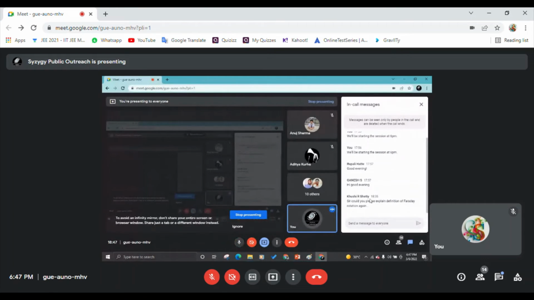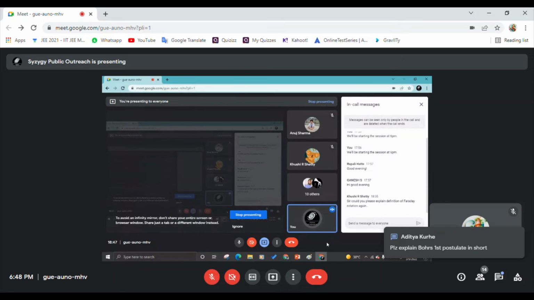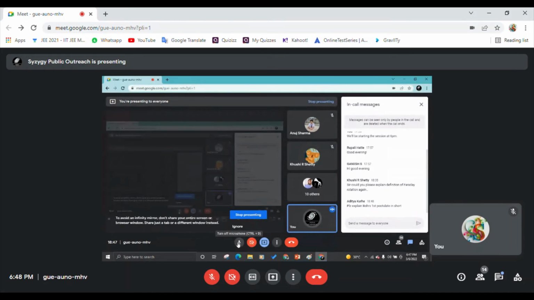Okay, Kushi, you want the definition of Faraday rotation? Faraday rotation is just simple. You understood what polarized light is. Whenever polarized light, with its electric field in a particular orientation, passes through a magnetic field, it undergoes rotation, or basically the electric field rotates. That is what is called Faraday rotation.